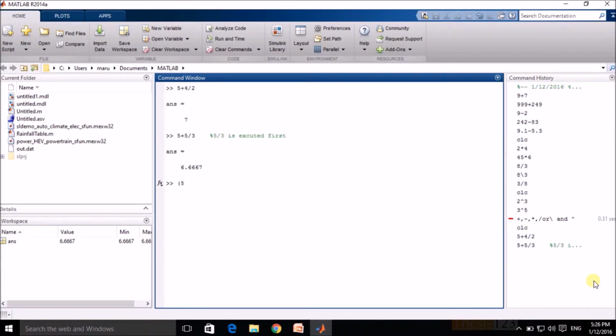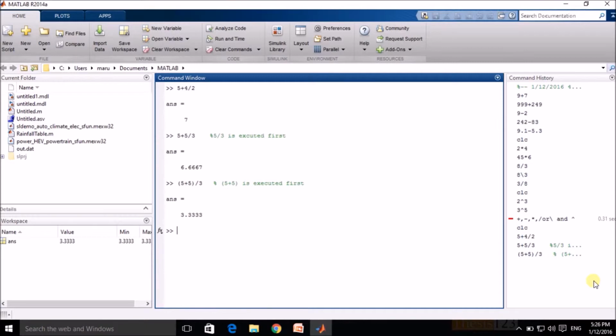For example, I can change the expression to 5 plus 5 by 3. Here 5 plus 5 is executed first, and that is the answer. It's 3.333.